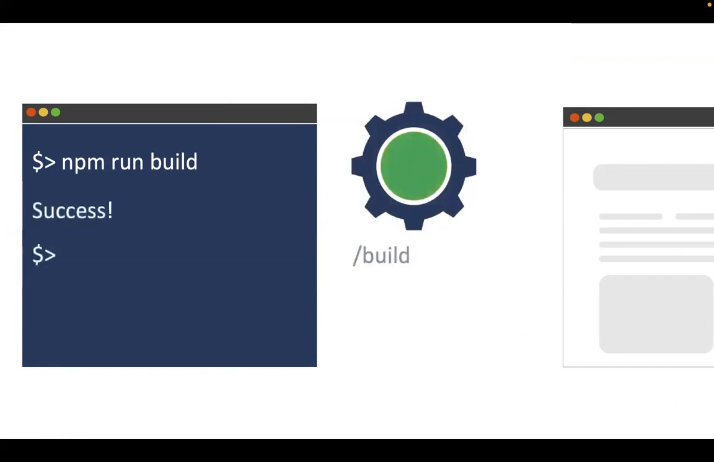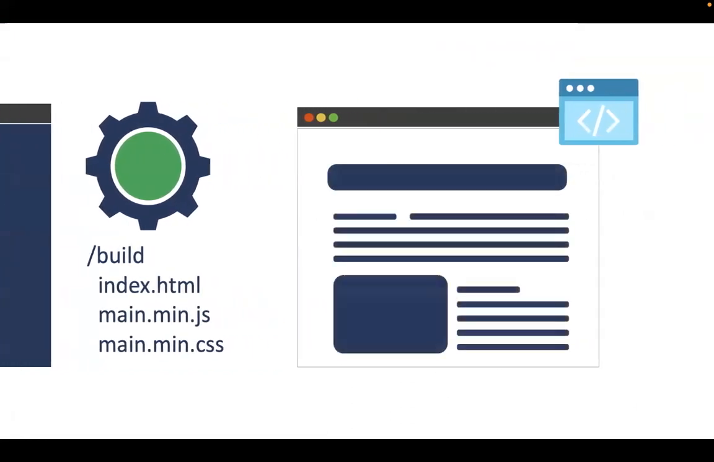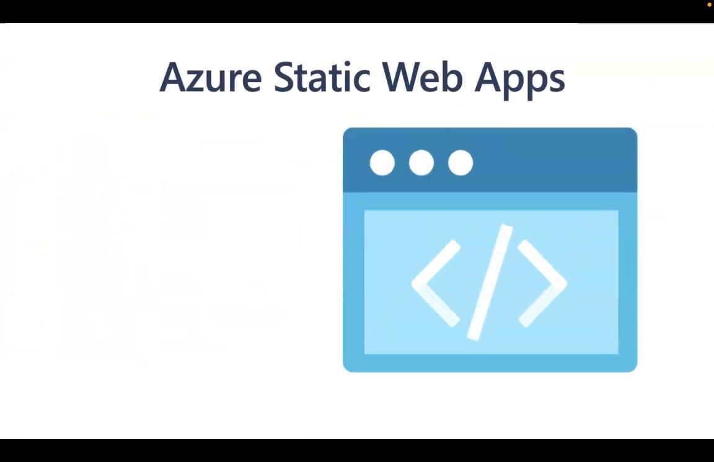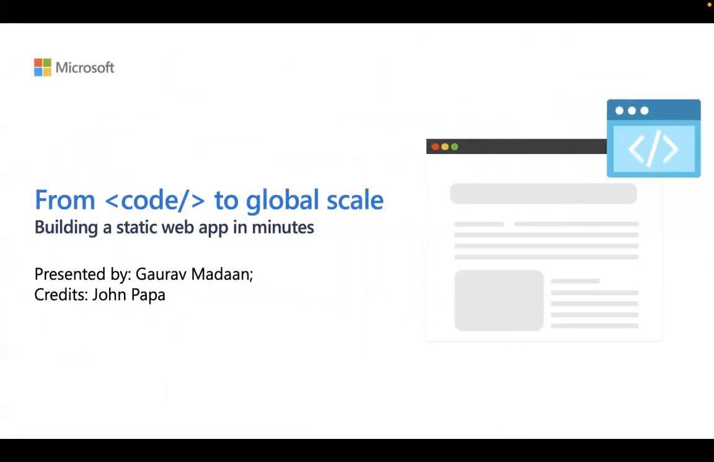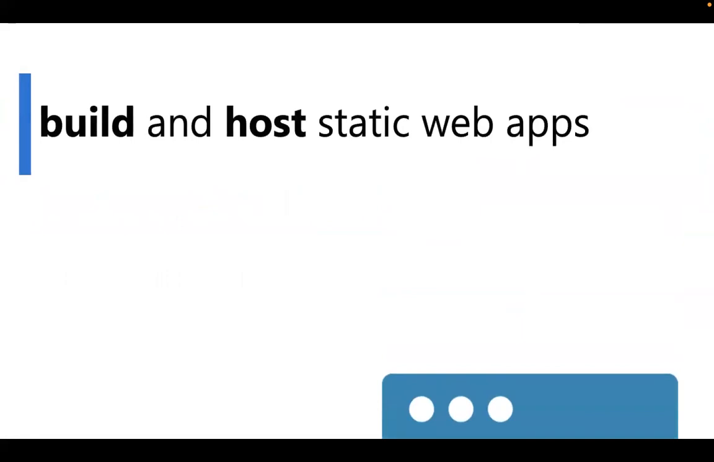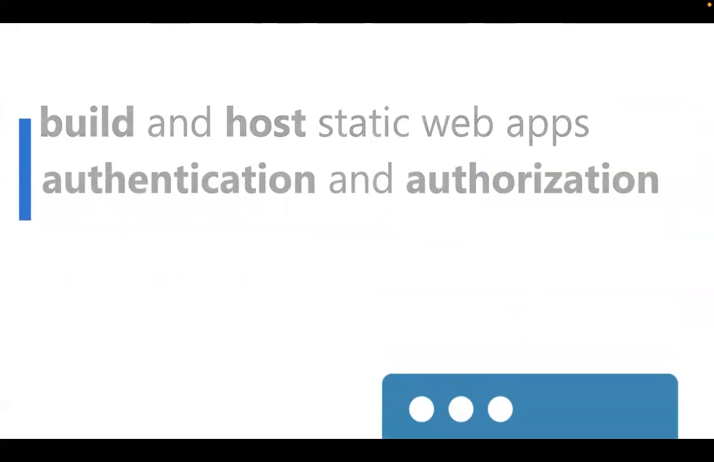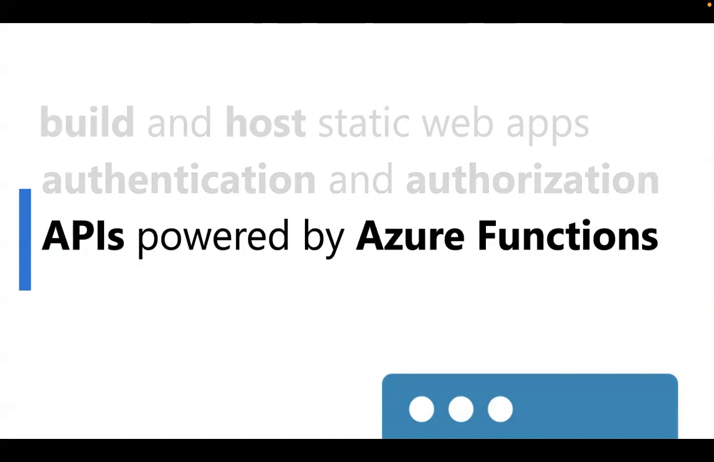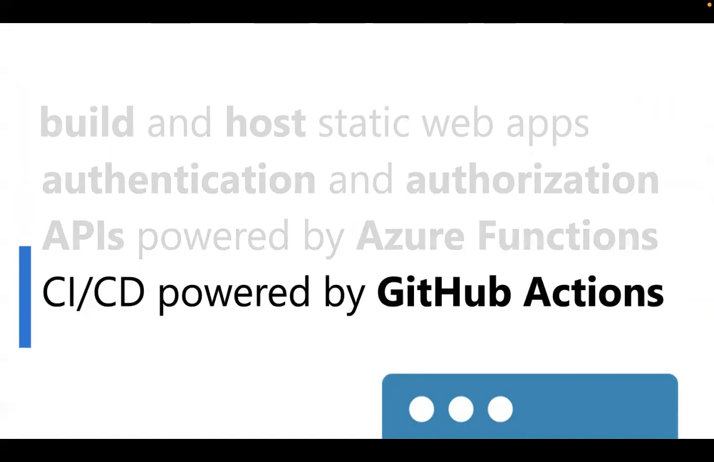Like I said, all you need to do is bundle your application, build your application. It will generate the package for you, and it will be deployed by the Azure Static Web Apps. I'll showcase the code once again. We can build and host static web apps. We can authenticate and authorize. We can make use of Azure Functions. We can do the CI/CD, right?